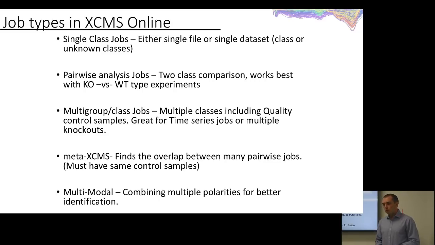The multimodal jobs allow you to combine multiple different jobs, so a pairwise or a multi-group job, and look at two different modes that you've done it in. So maybe you've collected in both positive and negative mode, HILIC negative and reverse phase positive, and you want to get the biggest overlap in your systems biology. I don't want to talk too much about the systems biology because Xavier will touch on it very briefly, and Erica will talk about it in much greater detail later today.